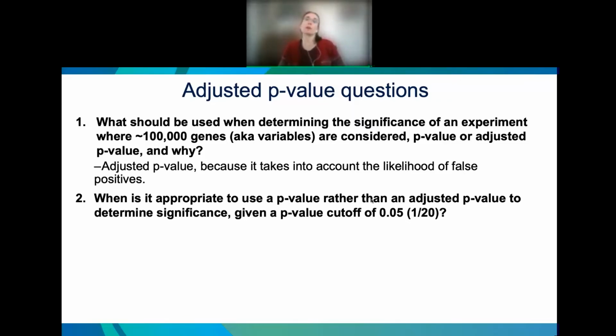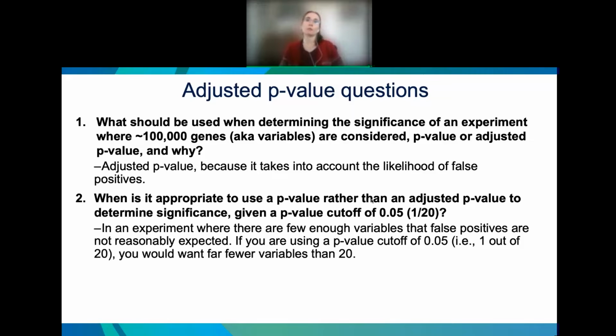So given a p-value cutoff of 0.05 or 1 out of 20, if you had an experiment with far fewer variables than 20 and you're using a p-value cutoff of 0.05, then you can go ahead and use the p.